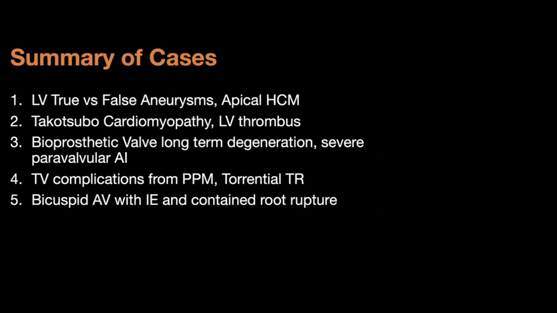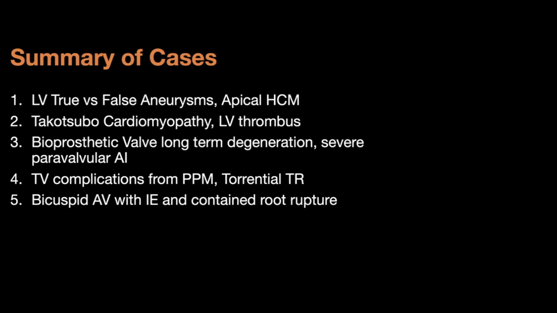These are the 5 cases that I saw last week. In terms of looking at both apical HCM and differentiating true and false aneurysms and the differential diagnosis from this. Patients with tachycardia-mediated cardiomyopathy in terms of diagnosis, but also the rare instance of LV thrombus and how to manage those patients. Then we had a patient with a bioprosthetic aortic valve and long-term degeneration, or in this case dehiscence, the risk factors for that and understanding severe paravalvular AI.